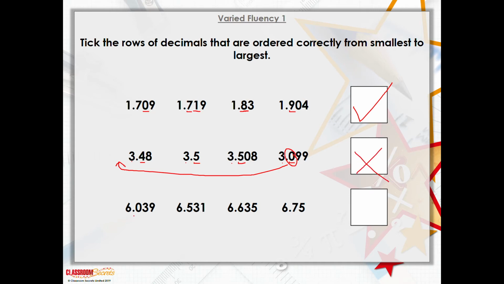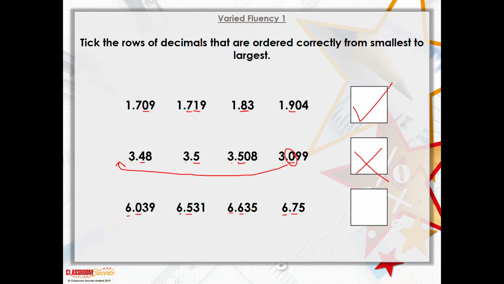Let's have a look at the next one. Start from the left hand side. The ones, we've got a 6, a 6, a 6, and a 6. Okay, let's move on then, look at our tenths. We've got a 0, a 5, a 6, a 7. They're all okay in the tenths column. They're all in order. 0 is smaller than 5 tenths. 5 tenths is smaller than 6 tenths. 6 tenths is smaller than 7 tenths.